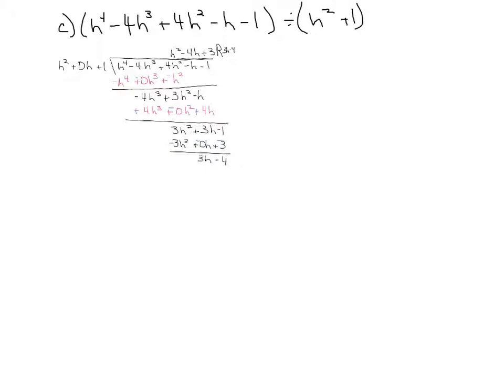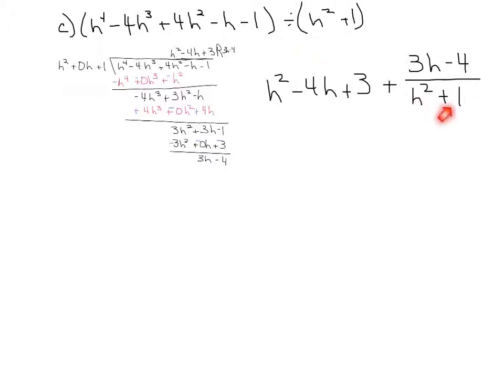Our whole answer is our quotient h squared minus 4h plus 3, and then we add our remainder 3h minus 4 as our numerator and our original divisor. We don't need that 0 term anymore. H squared plus 1 becomes our denominator. So whatever's out here becomes our denominator under our remainder, and we don't have to write that 0 term. So this is our final answer.